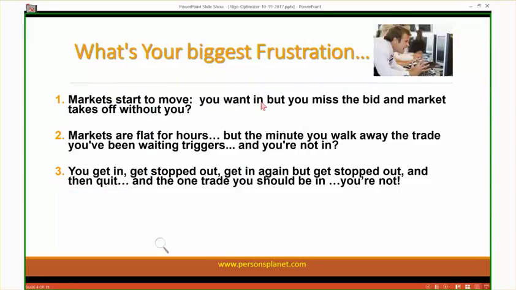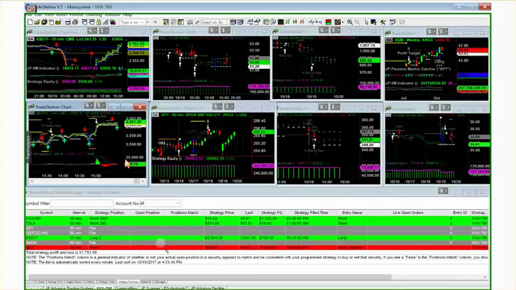Markets move, you want in, you miss the bid, and the market takes off without you. You place a bid, you don't get filled, the market moves without you. Markets are flat for hours, and the minute you walk away or go to the bathroom or say, I'm going to get something to eat, my butt hurts from sitting in the chair, and you're not in. Or you're in and out, and you lost money and you're no longer in the trade. Is that a real situation? Absolutely it's a real situation. In fact, how real is it? It happens a lot. Let's take a look at this.